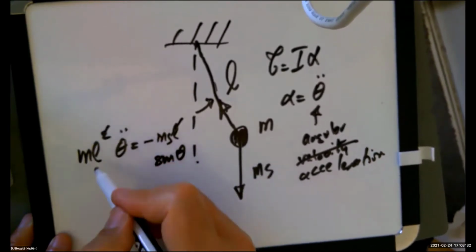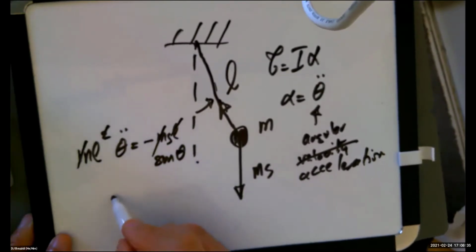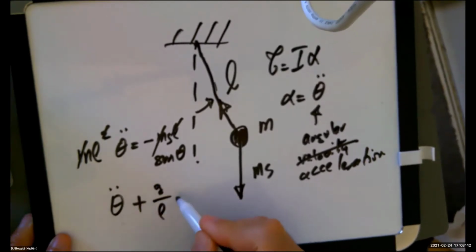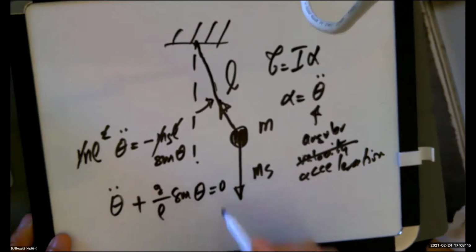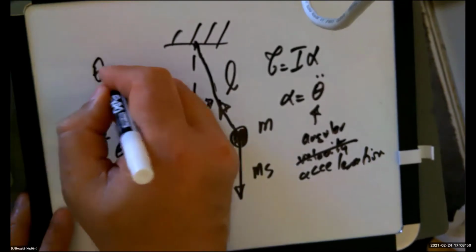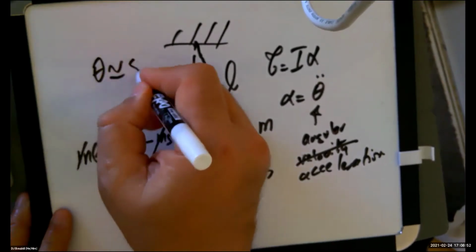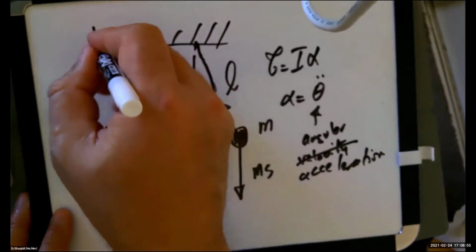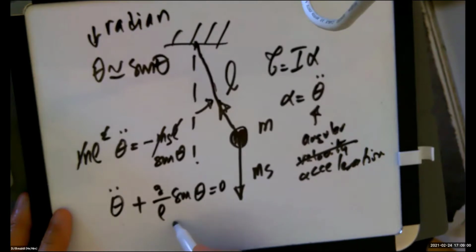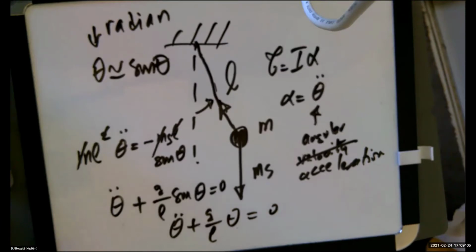L and L squared cancels, the m cancels from both sides, and I have this complicated equation that I'm supposed to solve, and it involves basically g over L times sine of theta. This is complicated. You cannot really solve it as is. So what you do in this case, you assume theta is not large. Theta is small in such a way that theta and sine theta are equal, where theta is measured in radians. You have to be very careful with this approximation. Then in this case, you resolve back to theta double dot plus g over L times theta is equal to 0.